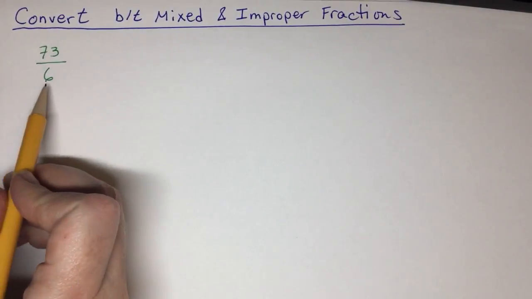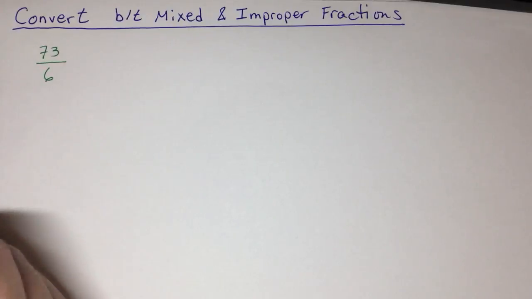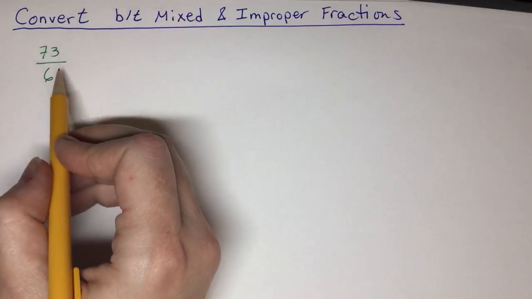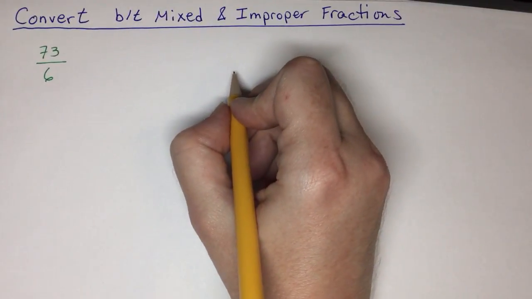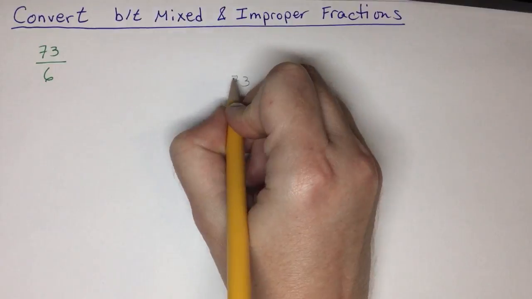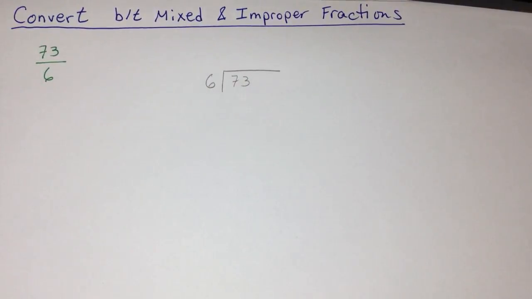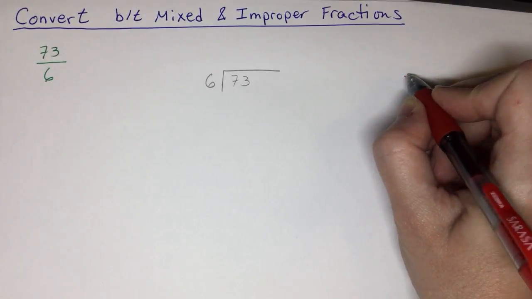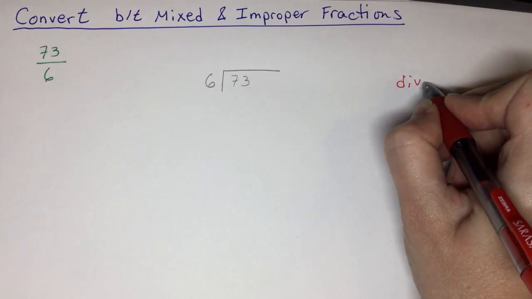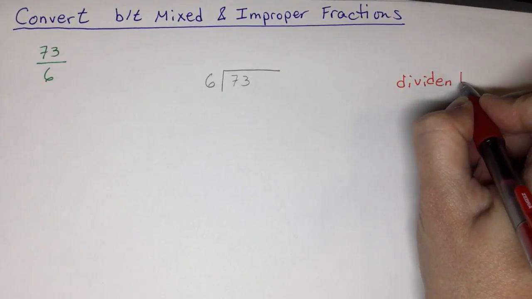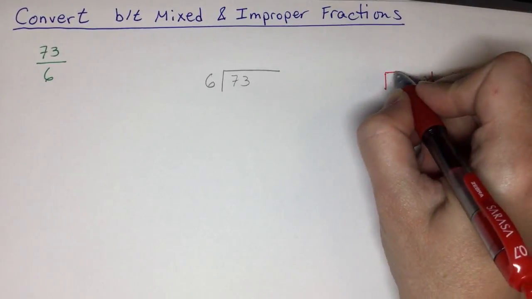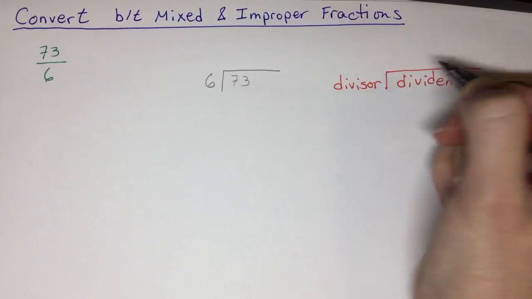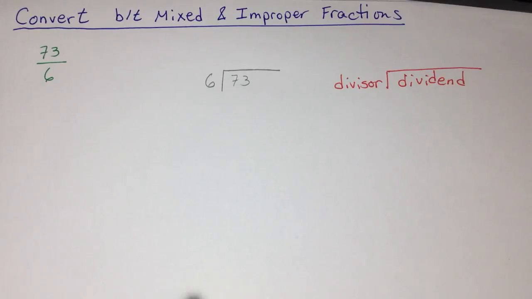But here, if we've got the improper fraction 73/6 and we want to convert it to a mixed number, well, 73/6 means 73 divided by 6, and we can use long division. Now, a couple of terminologies. 73 is called the dividend. 6 is called the divisor. We do our division.